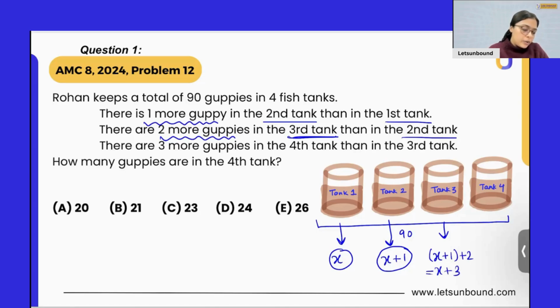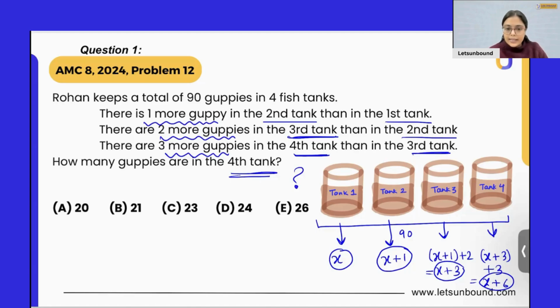And what about the fourth tank? So there are 3 more guppies than in the third tank. So whatever you have in the third tank, that is X plus 3. You're going to have 3 more in the fourth one. So you're going to have X plus 3 plus 3. So that is going to be X plus 6. This is in the fourth tank, right? Now we need to find how many are there in the fourth tank. So that means we need to find X plus 6.